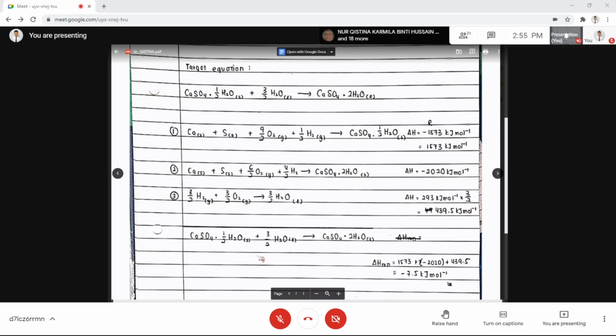So lastly, the third one, we need to sum up all delta H1, delta H2, and delta H3. So the delta H reaction will be negative 7.5 kilojoule per mole. Okay, good.